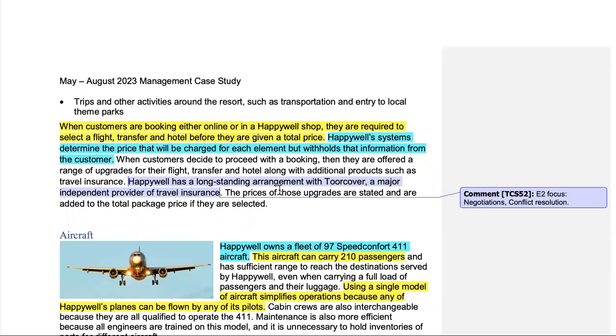And Happywell has a long-standing arrangement with Tour Cover, a major independent provider of travel insurance. So what you need to understand is the examiner has elaborated about how this travel insurance works within the industry when highlighting the industry dynamics, and we have already covered this area within our first pre-scene analysis video, which can be accessed via the paid content. So I'll explain how this travel insurance works so that you have a good understanding about it, even without watching the first video. So when it comes to travel insurance, the tour operators are not providing travel insurance.